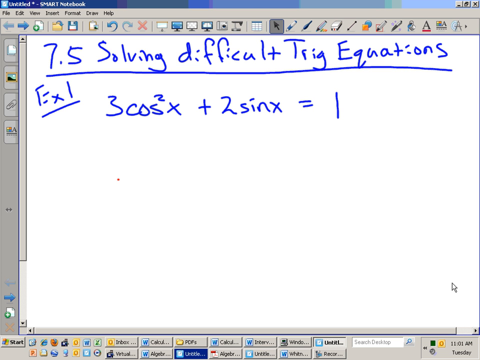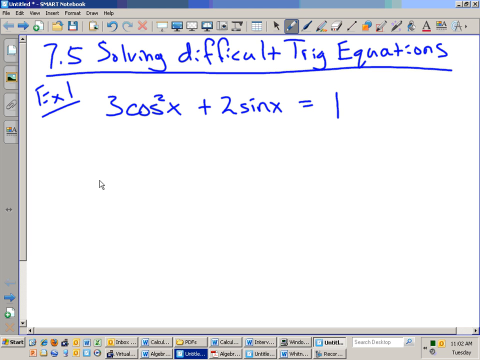Solving difficult trigonometric equations. This went very well second hour. We just like to make these slightly more difficult than the previous ones. As you look at the first problem, we have 3 cosine squared of x plus 2 sine of x is equal to 1. What makes this more difficult than the previous problems we've done? We have different trigonometric functions. We have sine and we have cosine.